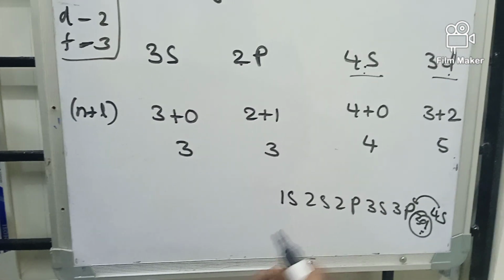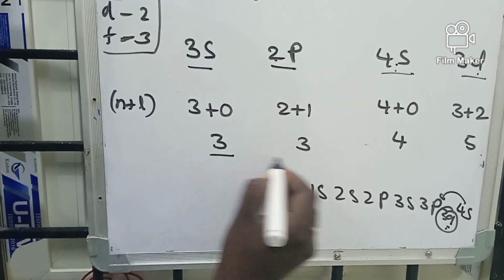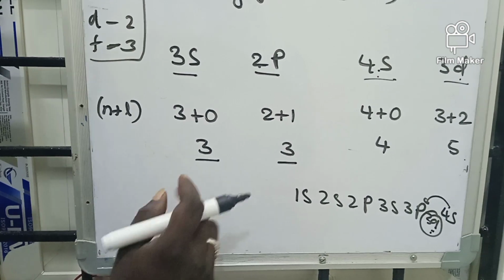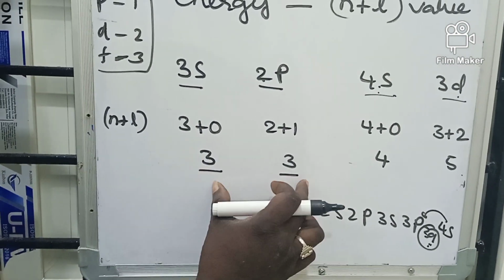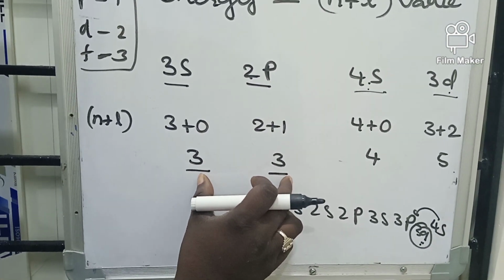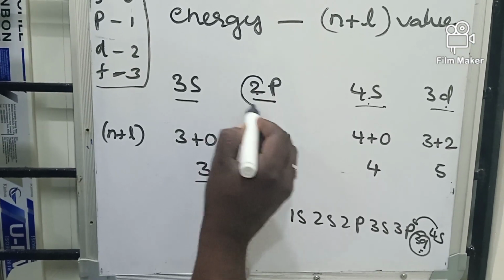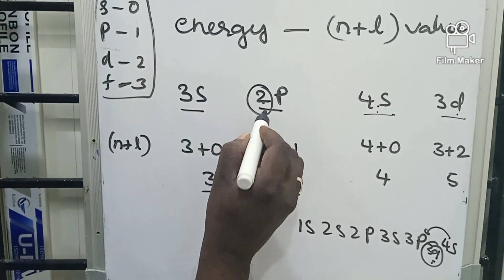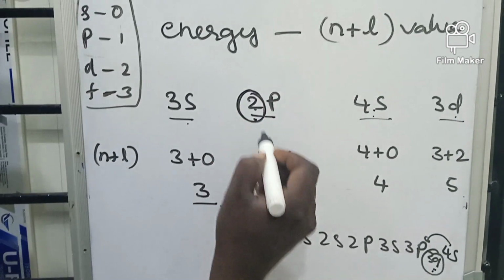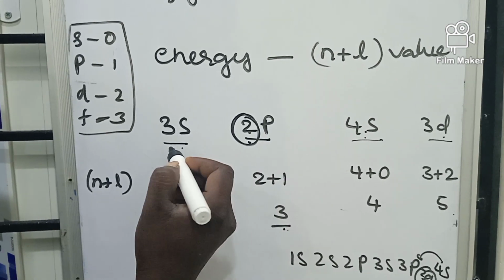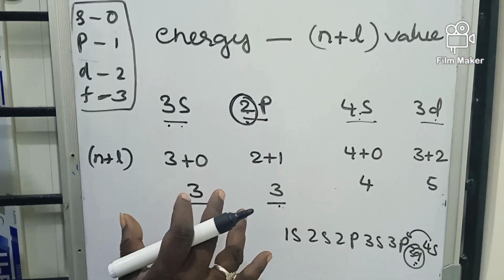And one more case in this Aufbau principle: 3s and 2p, these two are having the same energy. Then electrons enter into which orbital first? When two orbitals have the same n plus l value, electrons enter into the orbital having least n value first. Least n value first when it is having the same energy. So the electron enters into 2p, then only 3s. Okay, this is the Aufbau principle.